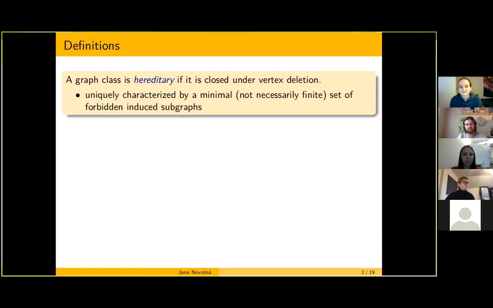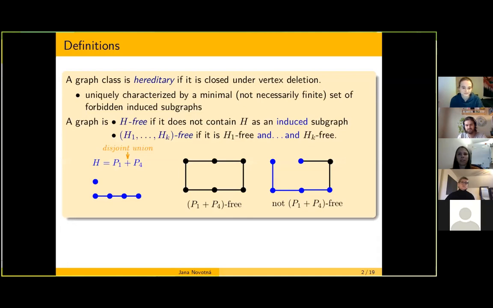For graphs with one forbidden induced subgraph H, we use the term H-free. So H-free graphs are graphs that don't contain H as an induced subgraph, and we use similar notation for many graphs. If a graph is H1, H2, ..., Hk-free, we use this notation. So here is a quick example.